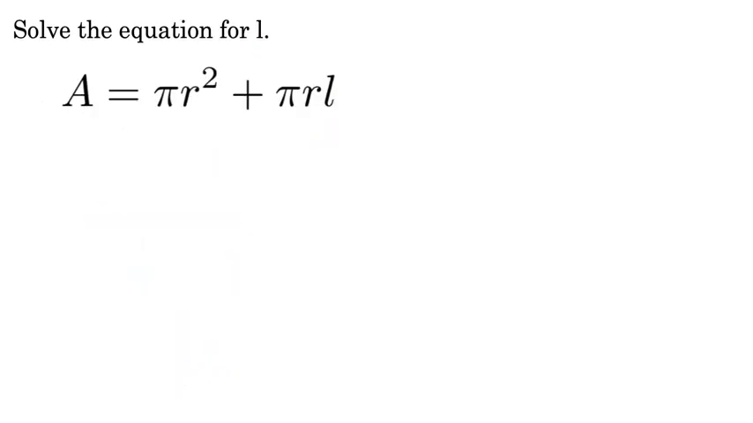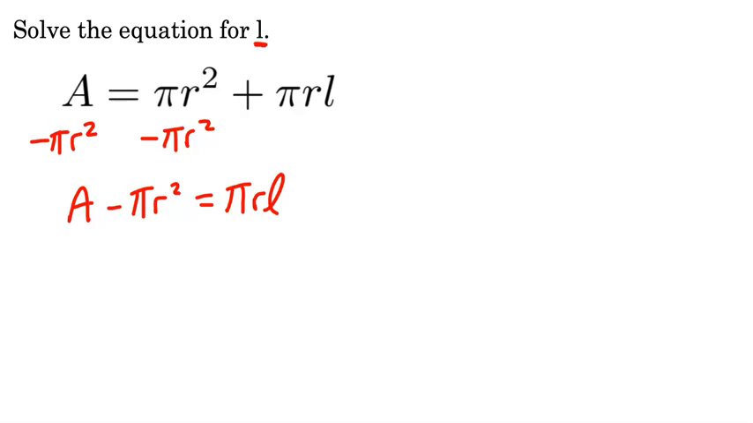Solve the equation for L. So notice L is only in the last term here, the equation being a equals pi times r squared plus pi times r times L. So first we want to move the pi r squared term to the other side of the equation. We can do that by subtracting pi r squared on both sides. So then we have a minus pi r squared equals pi r L.